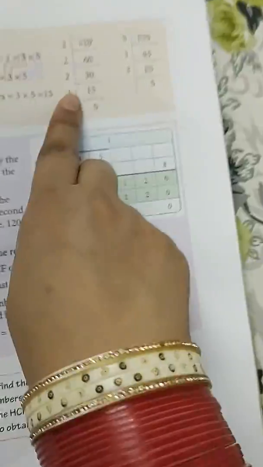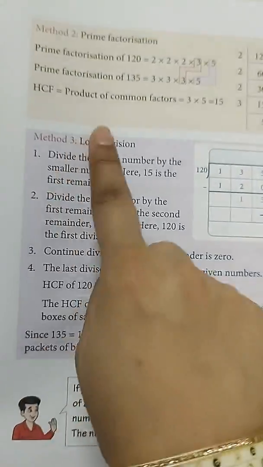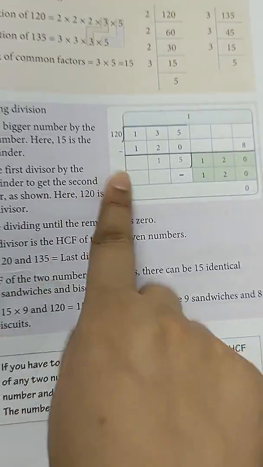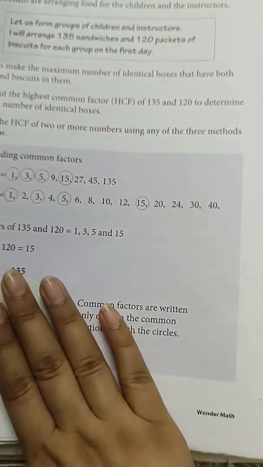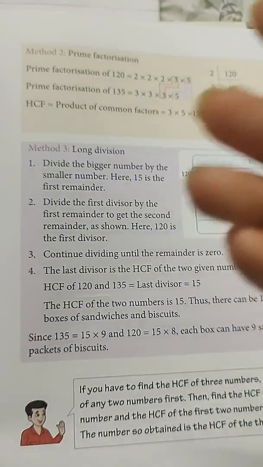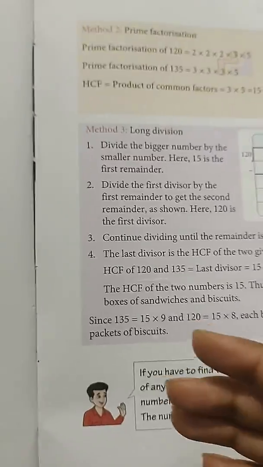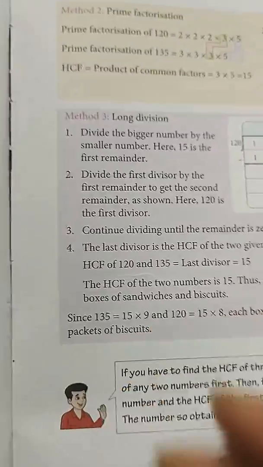Then there is prime factorization that we have done already. We can call it the division method also. Then there is a long division method also that this book is using. If you are comfortable in this method, you can use this one. If you are comfortable in these methods, you can use any method. Maths does have a lot of methods to solve the question.